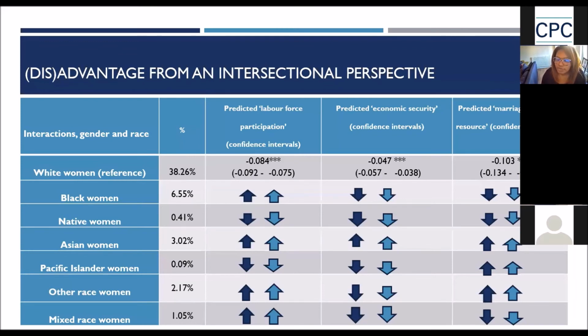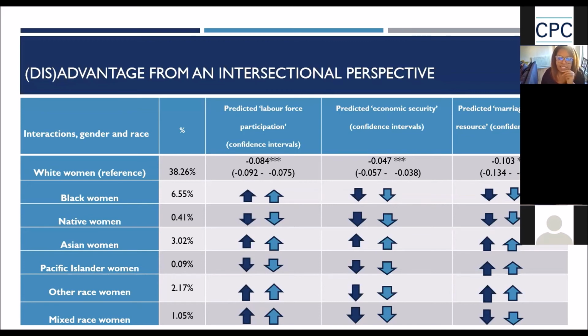There are some general patterns. Most minority women, except for Native and Black women, have a higher average in the marriage as a social resource factor compared to white women. And nearly all minority women, except for Asian women, are less economically secure than white women. In the labor force participation factor, only Pacific Islander and Native women are less advantaged than white women.